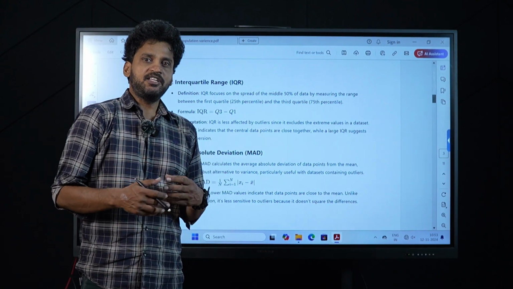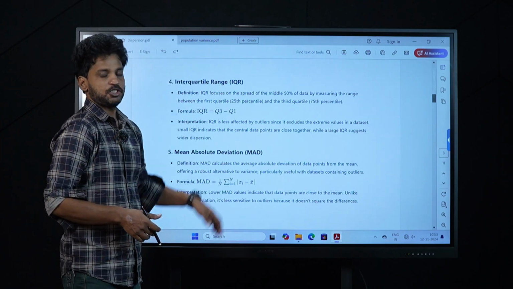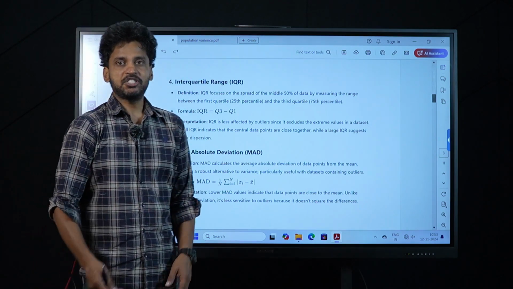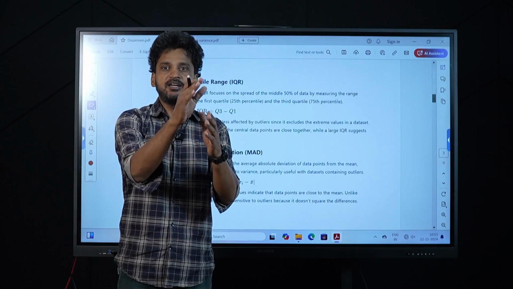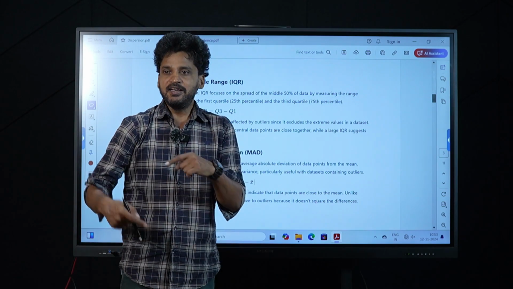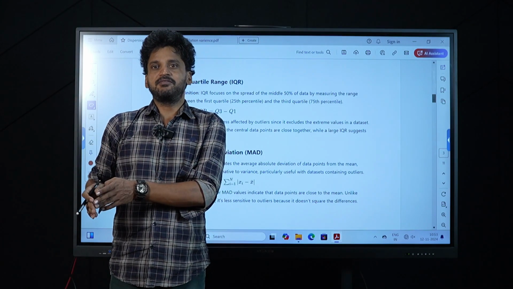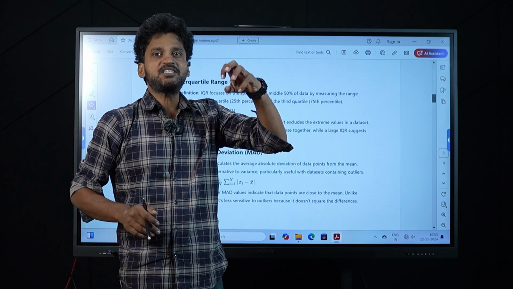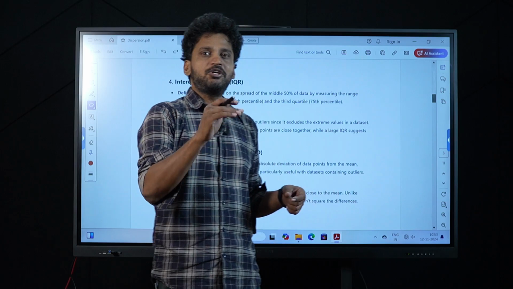The next way to identify the range, the dispersion, is the interquartile range. What is this interquartile range? Let us understand. In interquartile range, the total data set will be divided into two halves. We take the mean from the first half. Mean will be the midpoint of the first half. We also are going to take the mean from the second half, which will be the midpoint of the second half. So these are called Q1 and Q3.